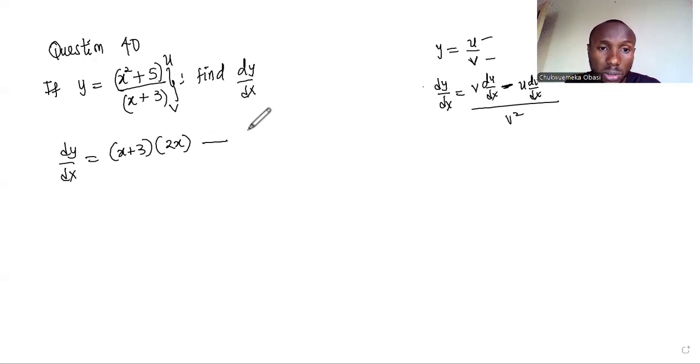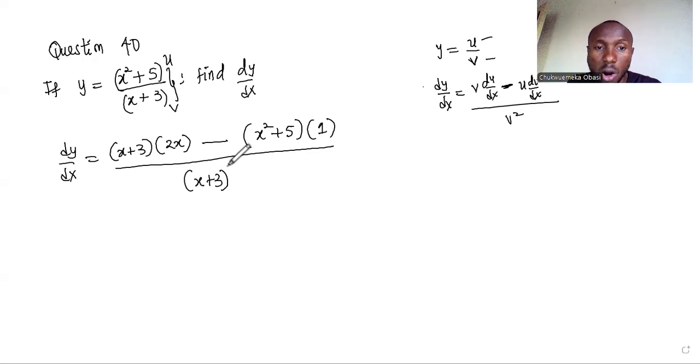Then minus, I'll hold my u this time, which is x squared plus 5. Then I'll differentiate my v, which is x plus 3. If I differentiate x plus 3, of course, that is going to be 1, because when you differentiate x, you get 1, and 3 is a constant, you get 0. Then all divided by what? x plus 3 all squared. That is just how to utilize the quotient rule. That is really straightforward. We are simply done, but not really done, okay?